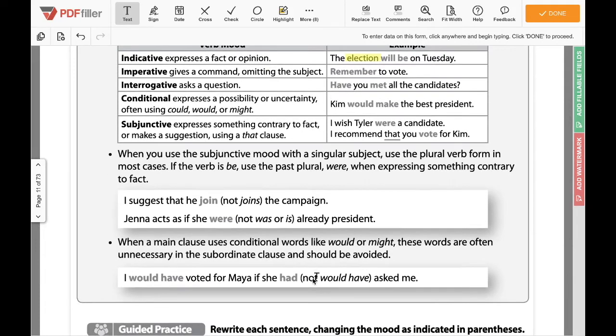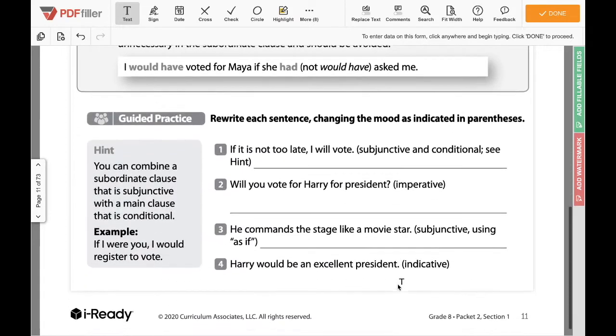When a main clause uses conditional words like would or might, these words are often unnecessary in the subordinate clause and should be avoided. So, I would have voted for Maya if she had not asked me. It's just unnecessary, we're making it a little bit shorter. We shouldn't say if she would have asked me. We just say if she had asked me. I know that this is very confusing. It's just a couple extra rules that we have to keep in mind when we're doing all these things.